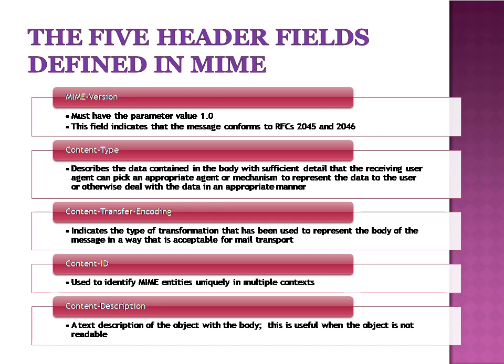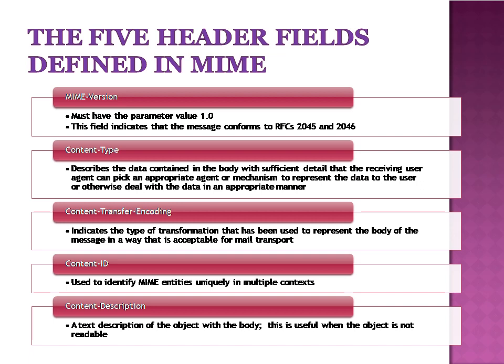As I mentioned in the previous slide about the 5 new header fields, let's look into each in detail. The 5 header fields are namely the MIME version, content type, content transfer encoding, content ID and content description. Let us look into each in detail. Firstly, coming to MIME version. Now this MIME version must have the parameter value of 1. This is one thing that you need to remember here, that the value in the MIME version field should be 1. And this field basically indicates that the message conforms to RFCs 2045 and 2046.